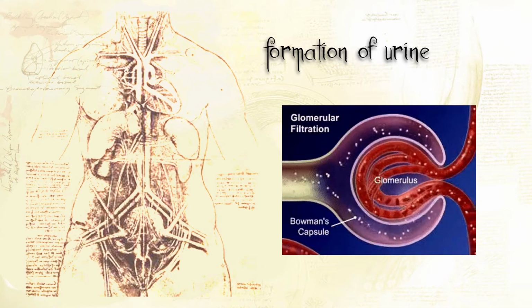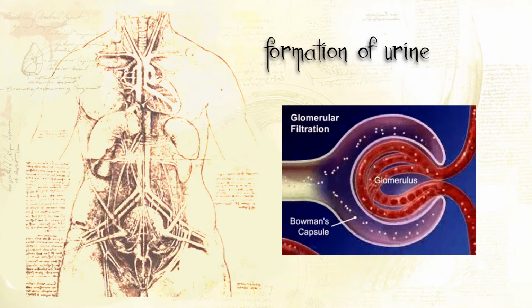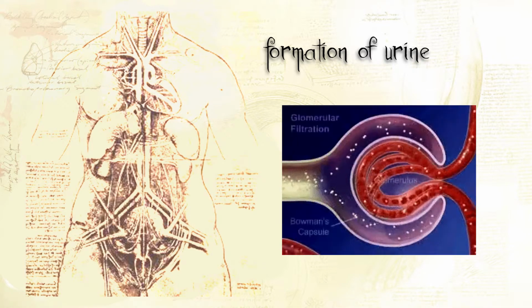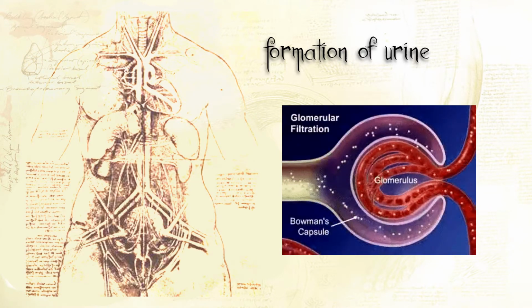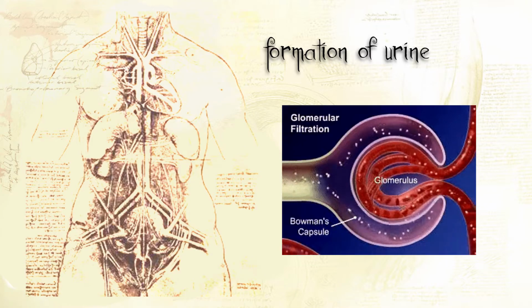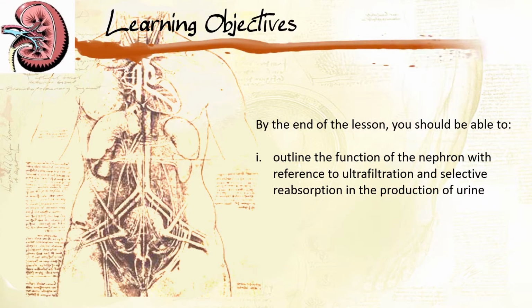In the last video, we learned about the structure of our nephron. This will be important for us to understand what is ultrafiltration as well as selective reabsorption, and they are important for the formation of urine, which we are going to learn today. By the end of this lesson, you should be able to outline the function of nephron with reference to ultrafiltration as well as selective reabsorption in the production of urine.